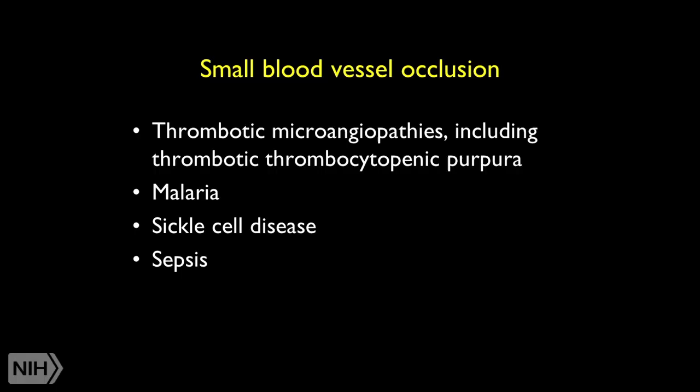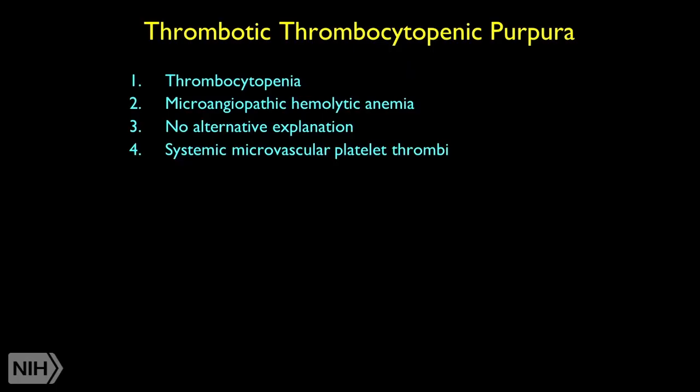So many diseases are characterized by small blood vessel occlusion, and these include thrombotic microangiopathies, and that includes thrombotic thrombocytopenic purpura, or TTP, hemolytic uremic syndrome, but there are others like malaria, sickle cell disease, and sepsis. As a model, thrombotic thrombocytopenic purpura is a rare hematologic disease that'll kill you if you get it and don't treat it. It's characterized by low platelet counts and mechanical red cell destruction when there is no alternative explanation. And what one finds is systemic microvascular platelet thrombi.